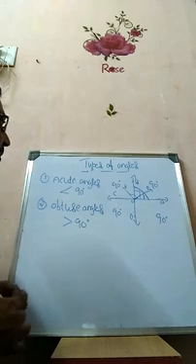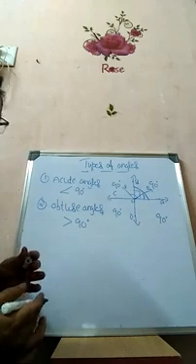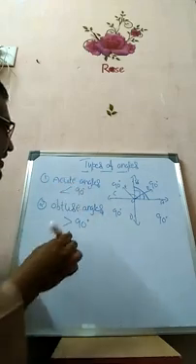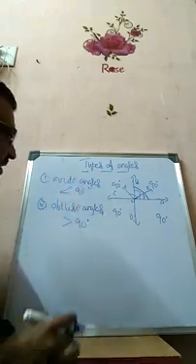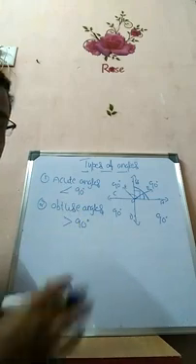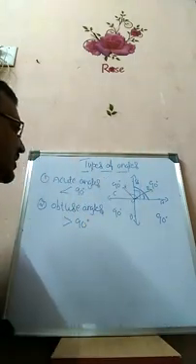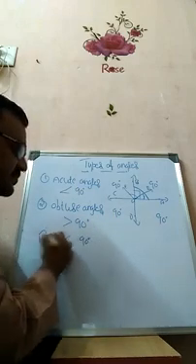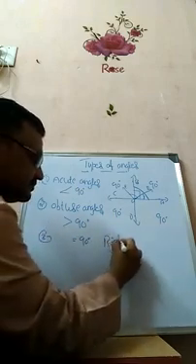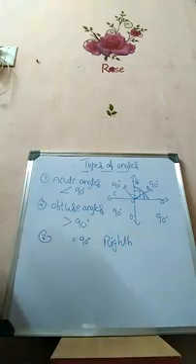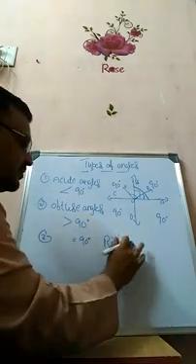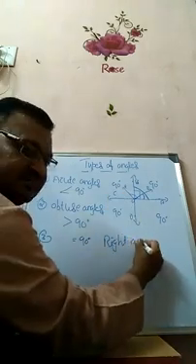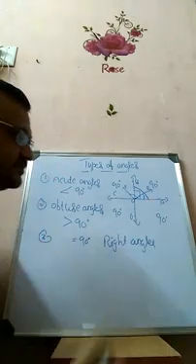So these are the basic types of angles in your syllabus. So what did we learn? If the angle is less than 90 degrees, it is an acute angle. If the angle is greater than 90 degrees, it is an obtuse angle. Then if the angle is equal to 90 degrees, then it is a right angle.